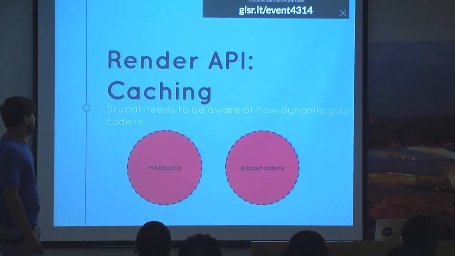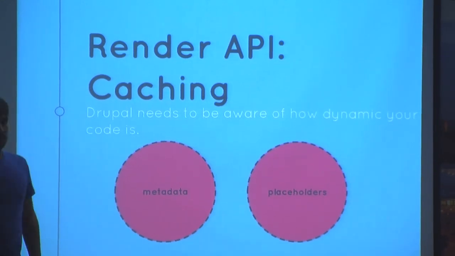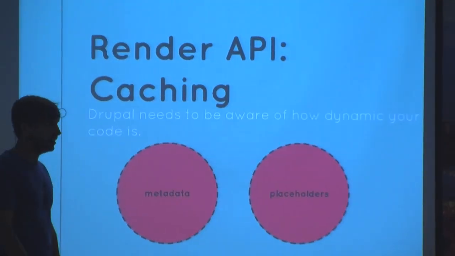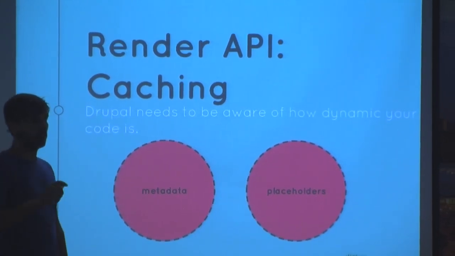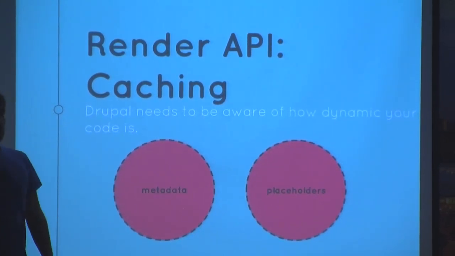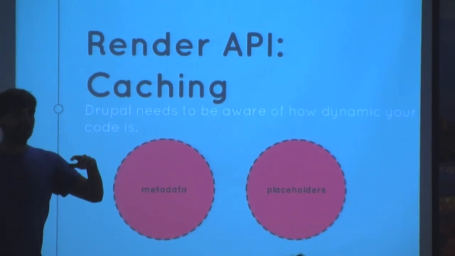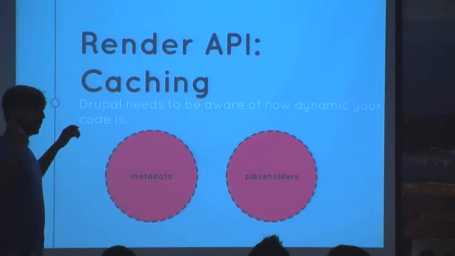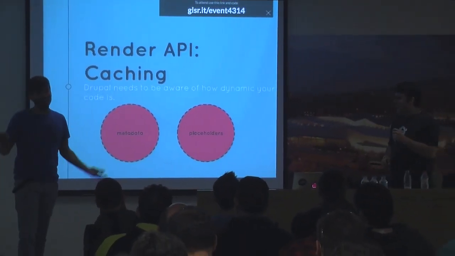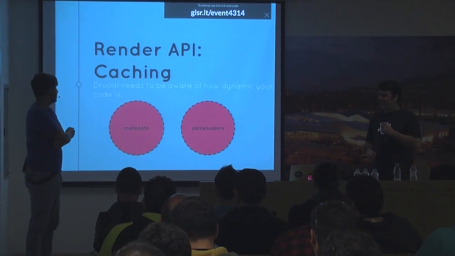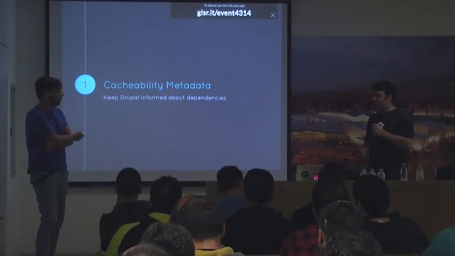So the render API caching is powered by two concepts in general: cacheability metadata and placeholdering, and we'll see both of them. But if you only want to remember one of them, remember cacheability metadata. So what is it? Because we keep talking about it.